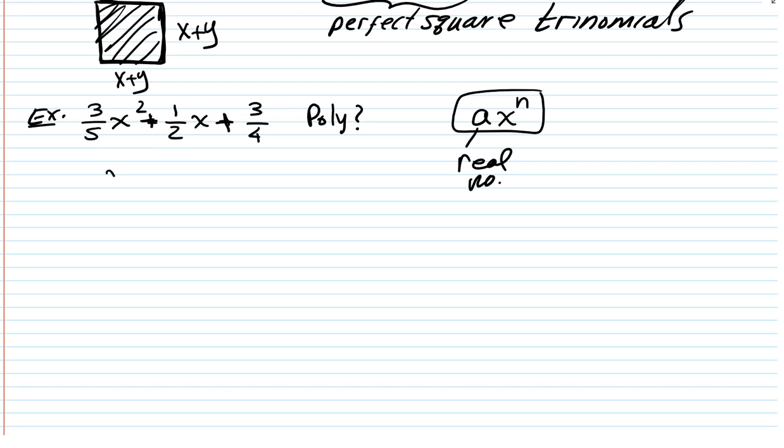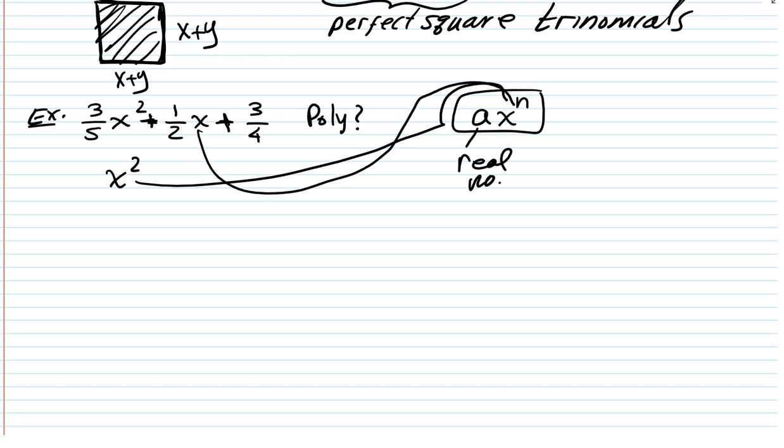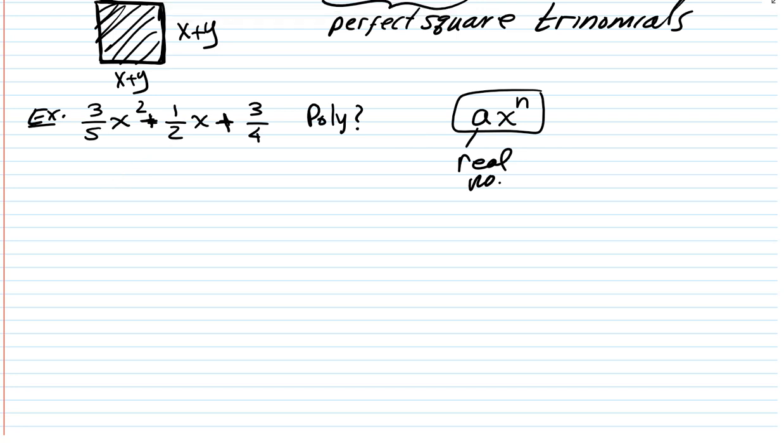Each of the terms, here's x squared, yeah, looks like that. X looks like that also. So both of those are fine. Therefore, this is a polynomial. Is it a polynomial? Yes. Now, what's the degree of this polynomial? This is going to be a second degree. Degree is 2. This is a second degree polynomial. Okay. Now, how about something like this?